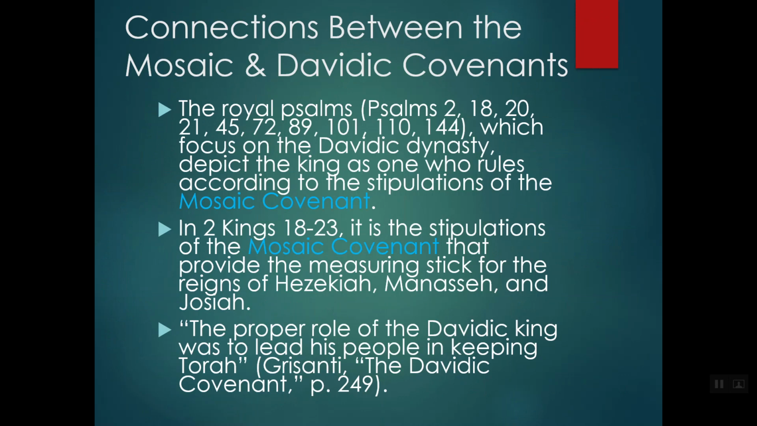2 Kings 18 through 23 is the stipulations of the Mosaic Covenant that provide the measuring stick for the reigns of Hezekiah, Manasseh, and Josiah. Again, the two things that you see measuring whether or not a king was good or bad was, one, whether or not they walked in the ways of their father David, and two, whether or not they kept the law and led the people in keeping the law.